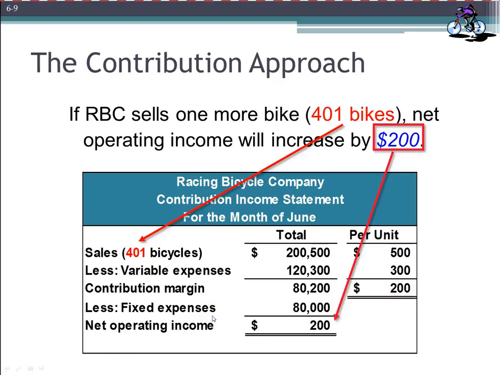So you can see how contribution margin can really give a manager some excellent information on how and by how much to increase profit simply by changing the volume of sales.